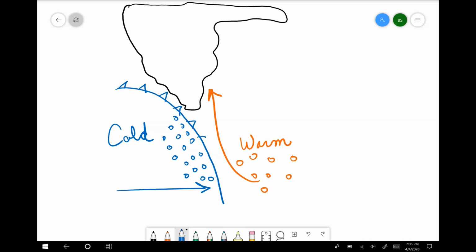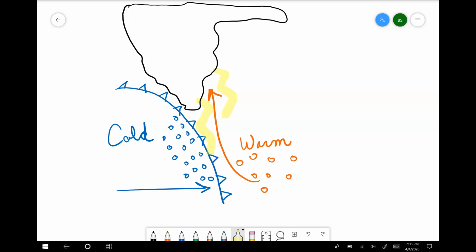Cold air fronts are drawn on weather maps with little triangles. The triangles point in the direction that they're moving. And these really tall clouds that are formed are big thunderheads. So these are the kinds of clouds that produce severe thunderstorms, hail, lots of lightning, and sometimes tornadoes.